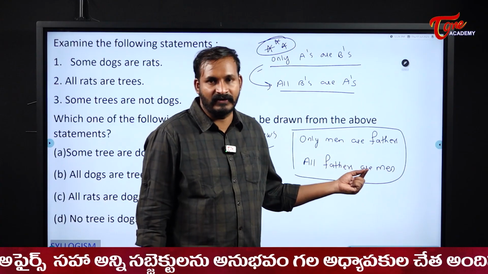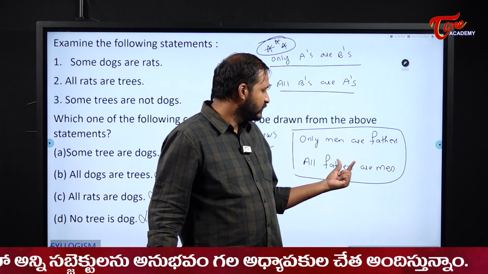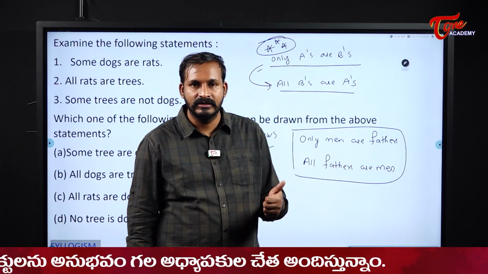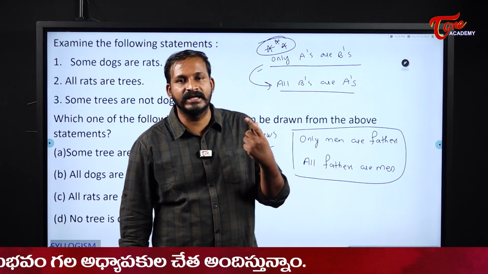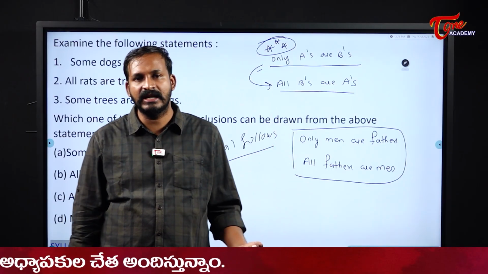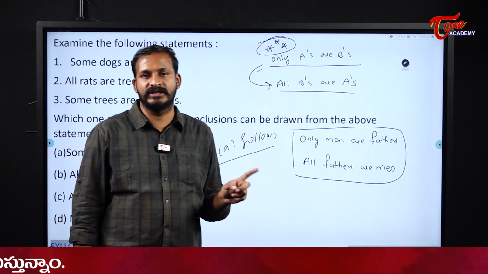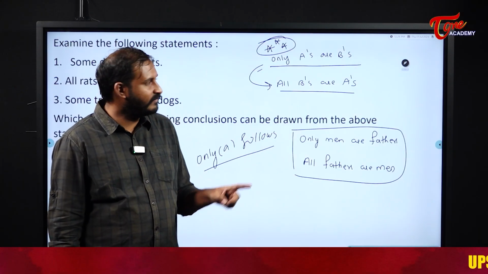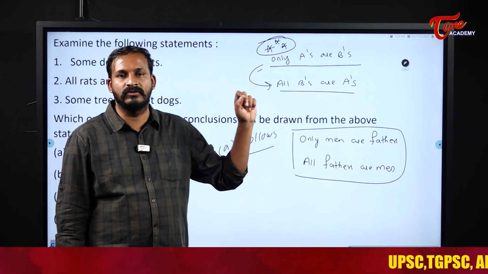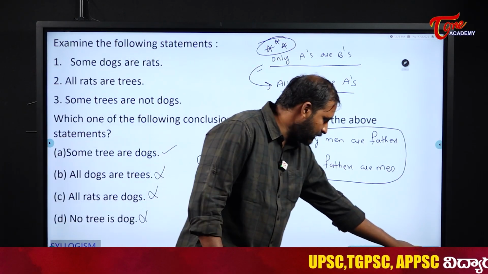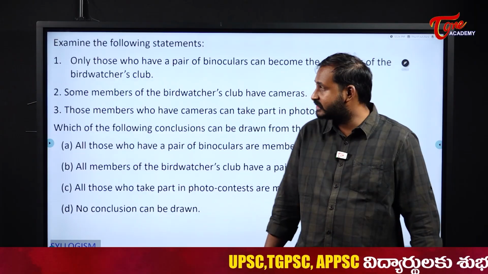Only men can become fathers, the first one. Yes, sir. Then all fathers are men. Understood? This is the relation. So only A's are B's means all B's are A's. That is the relation between the two statements. Whenever you see only A's are B's, consider it as all B's are A's. Now, come to our given statements.